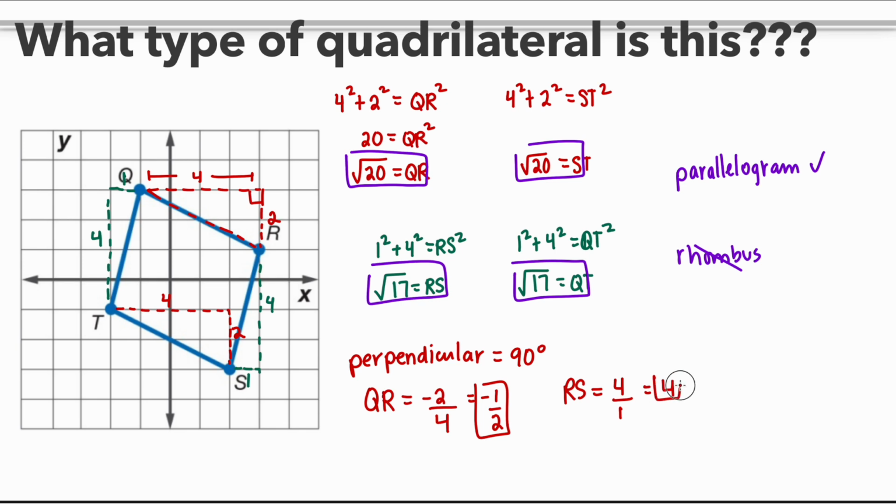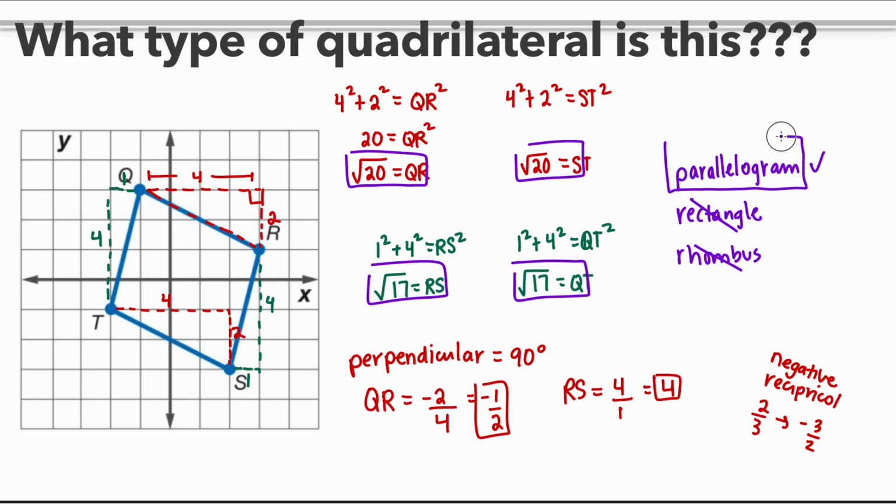These slopes are not perpendicular. Don't forget, perpendicular means that it is the negative reciprocal, meaning if 2/3 was a slope, then -3/2 would be the negative reciprocal slope. You flip the number and you take the opposite sign. These are not that, so we know that it is not a rectangle, which means it can only be a parallelogram.